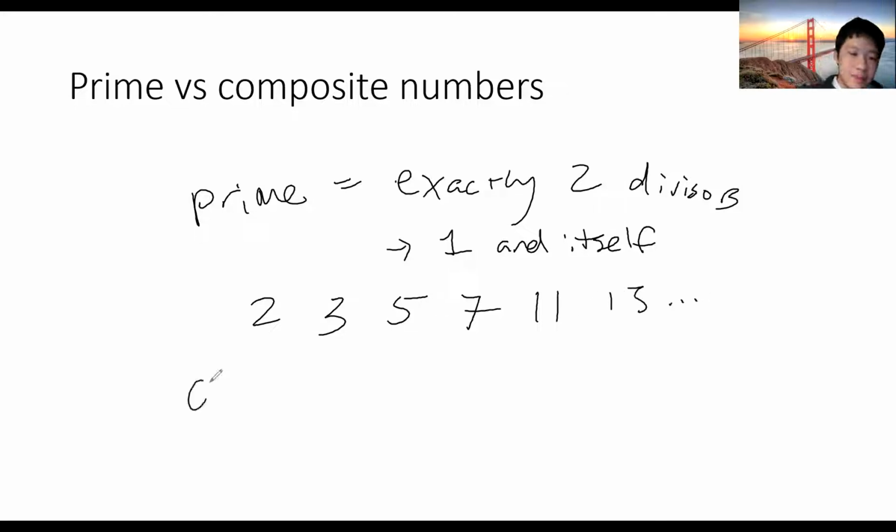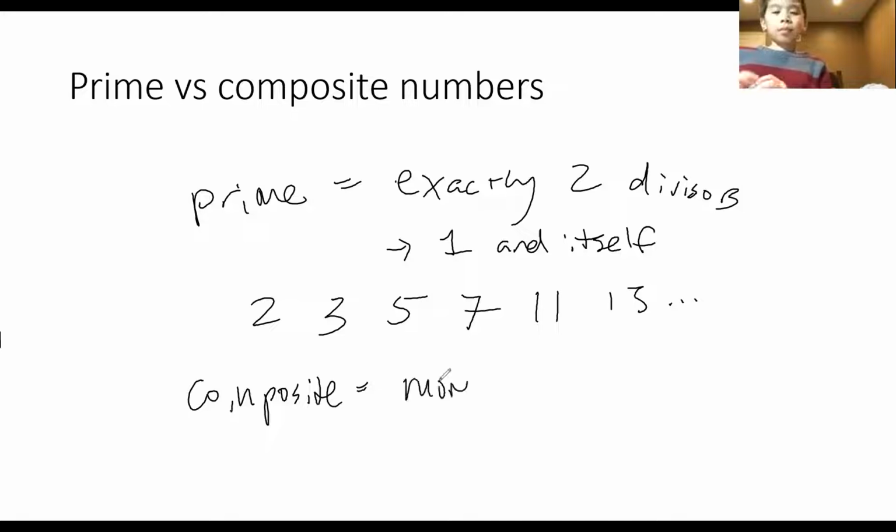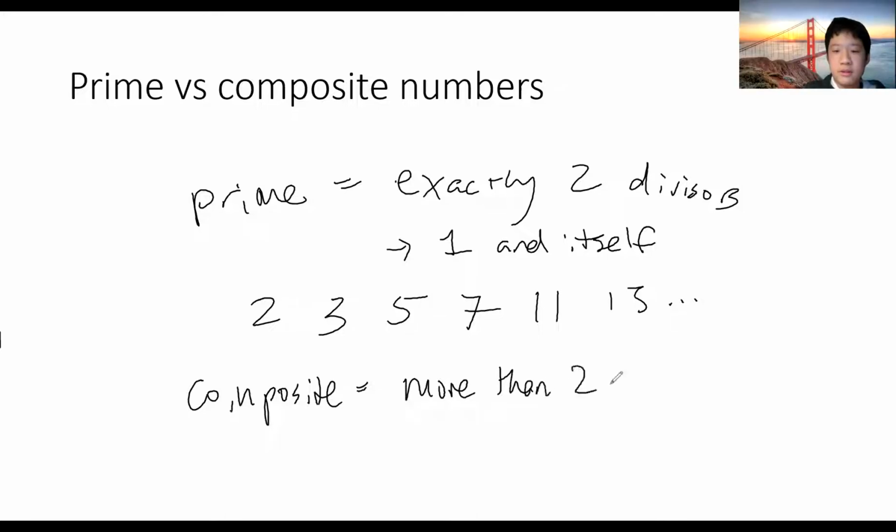And composite numbers have more than 2 divisors.